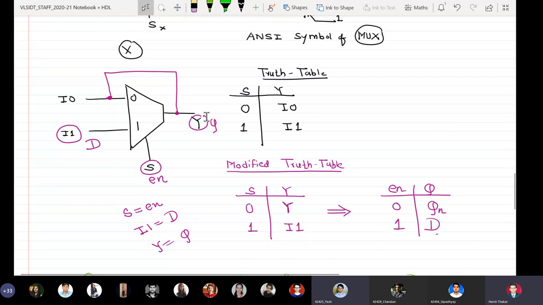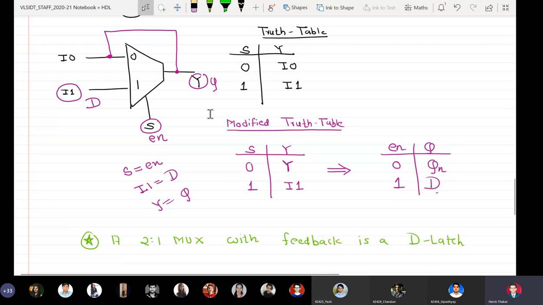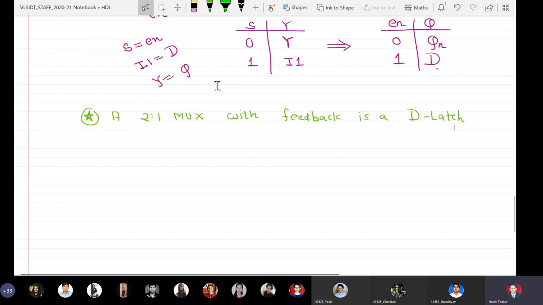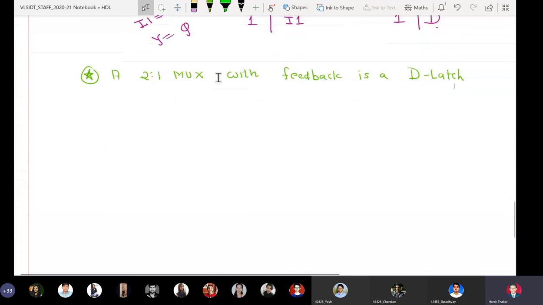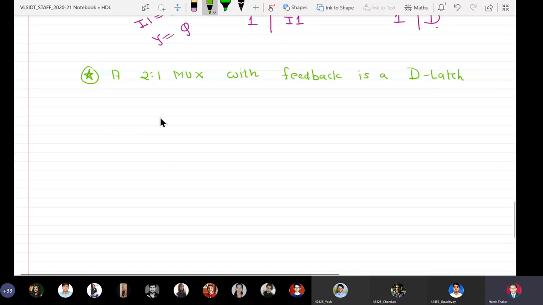My question to you is, this modified multiplexer, is it an active high enabled D latch or an active low enabled D latch? When does it act as a D latch? When does the output respond to the input? When En equal to 1. That is why it is active high enabled. So we can have two versions. Now can you help me to make a multiplexer based D latch with active low enable?